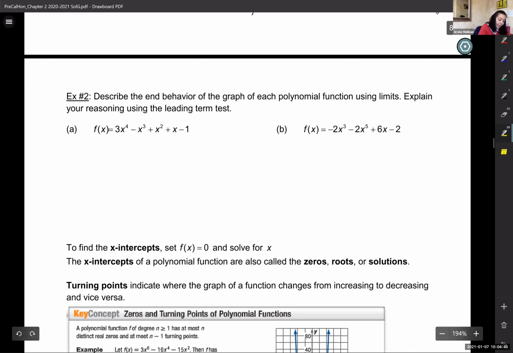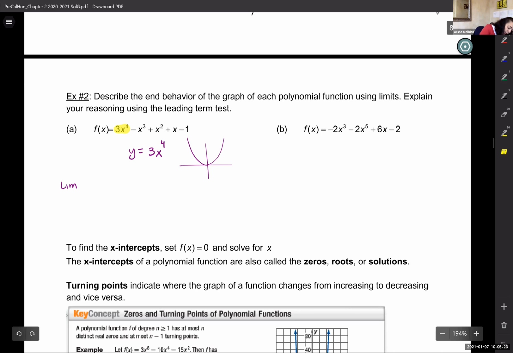Here's what we're going to do. Scan it for the term with the highest exponent. That's that one. That's the leading term. So now we just focus on this. Okay? And now ask yourself, 3x to the 4, do you know how that looks exactly? Yes, you do, right? What does 3x to the 4 look like? Does it look like that? Yes, right? So now can we figure out the end behavior of that quadratic looking function?